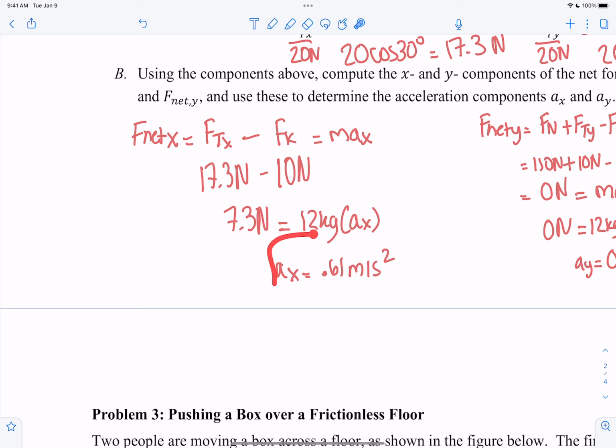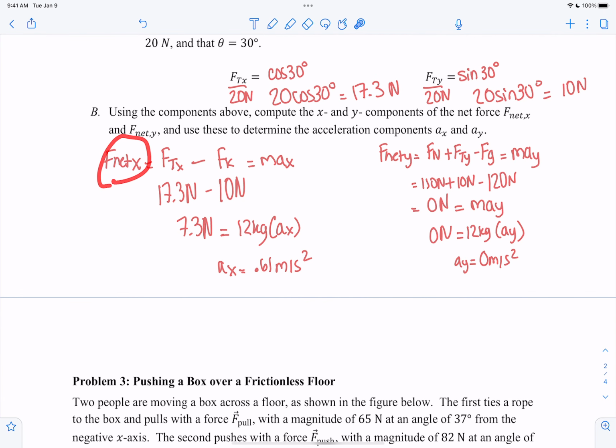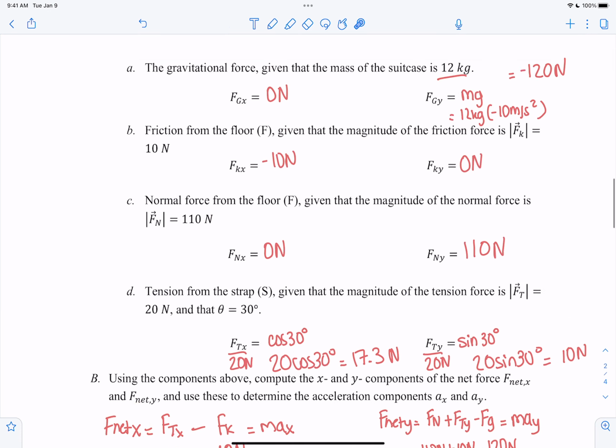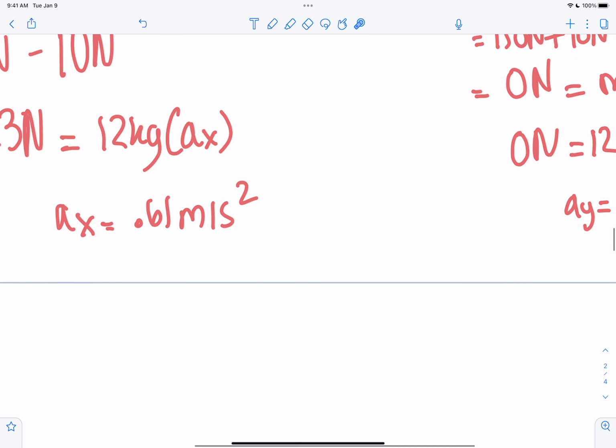And once again, your answer here is positive for acceleration. Kind of makes sense, right? Because if there's a net force that's positive, it's a positive 7.3 newtons. So my net force is to the positive x direction. It's moving to the right. So if I'm moving to the right, it would make sense that my acceleration would be positive in that case. Because my net force is positive, my acceleration should be in the same direction, or should have the same sign as my F net.